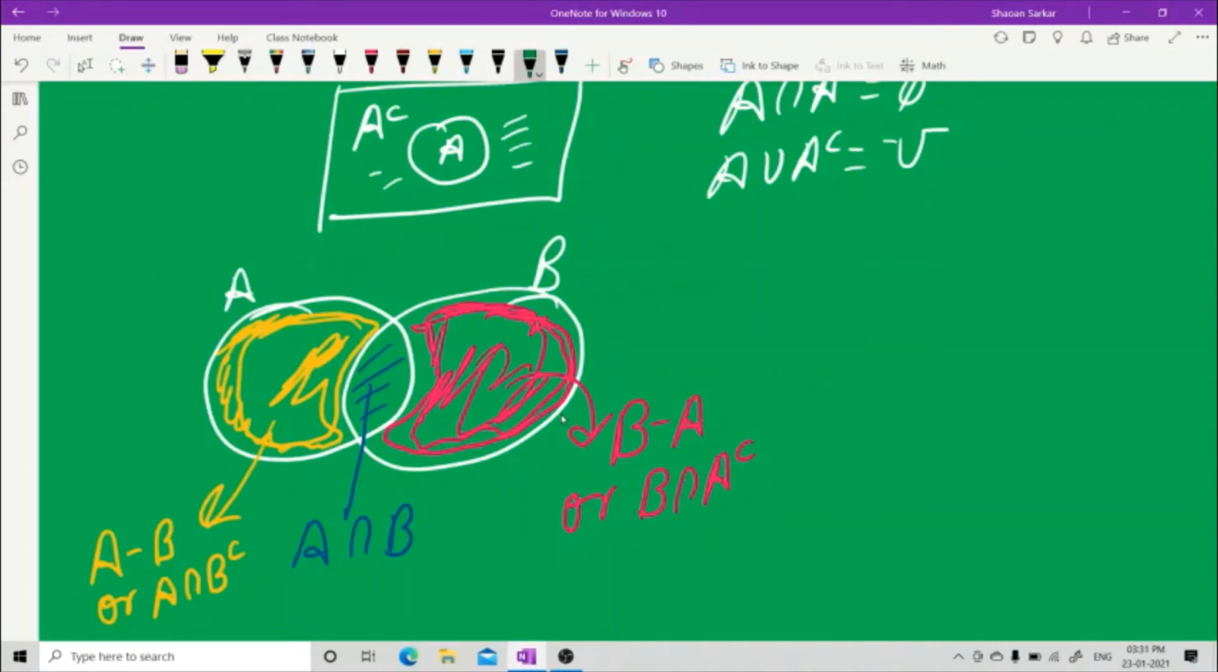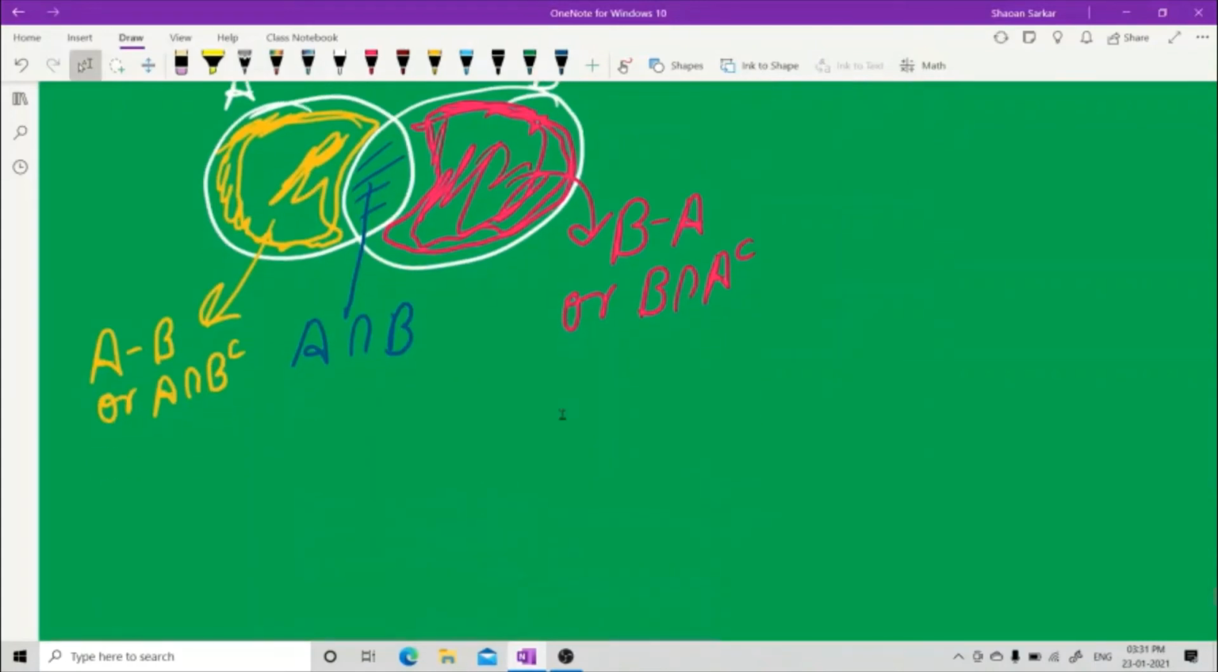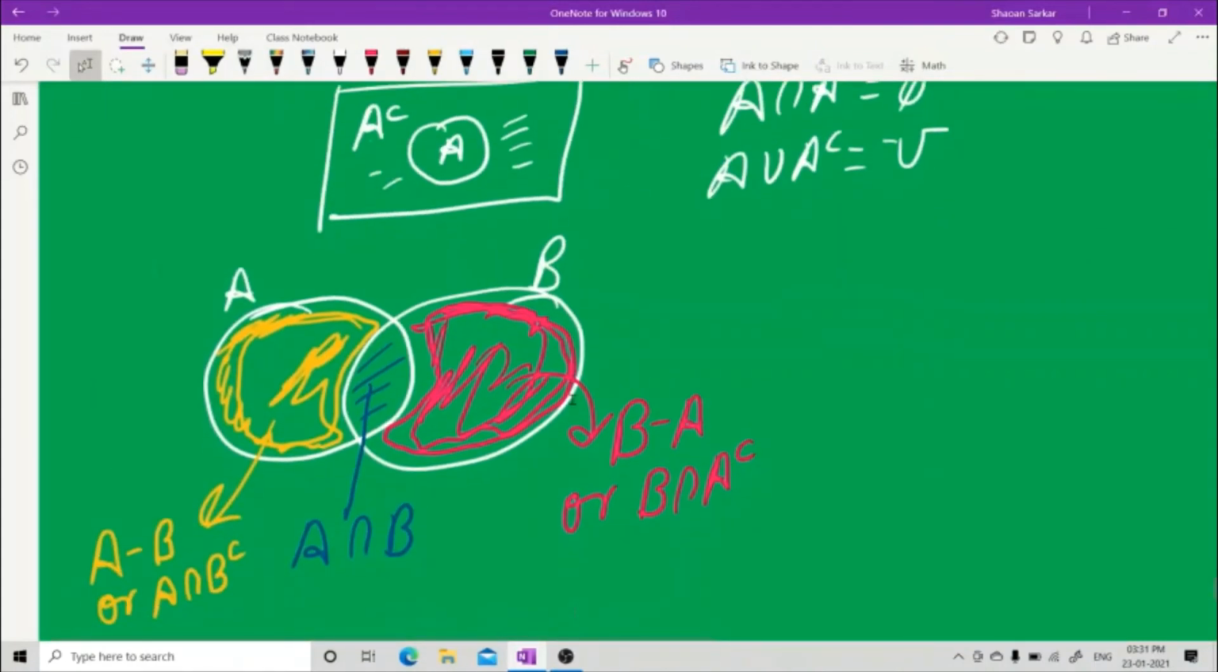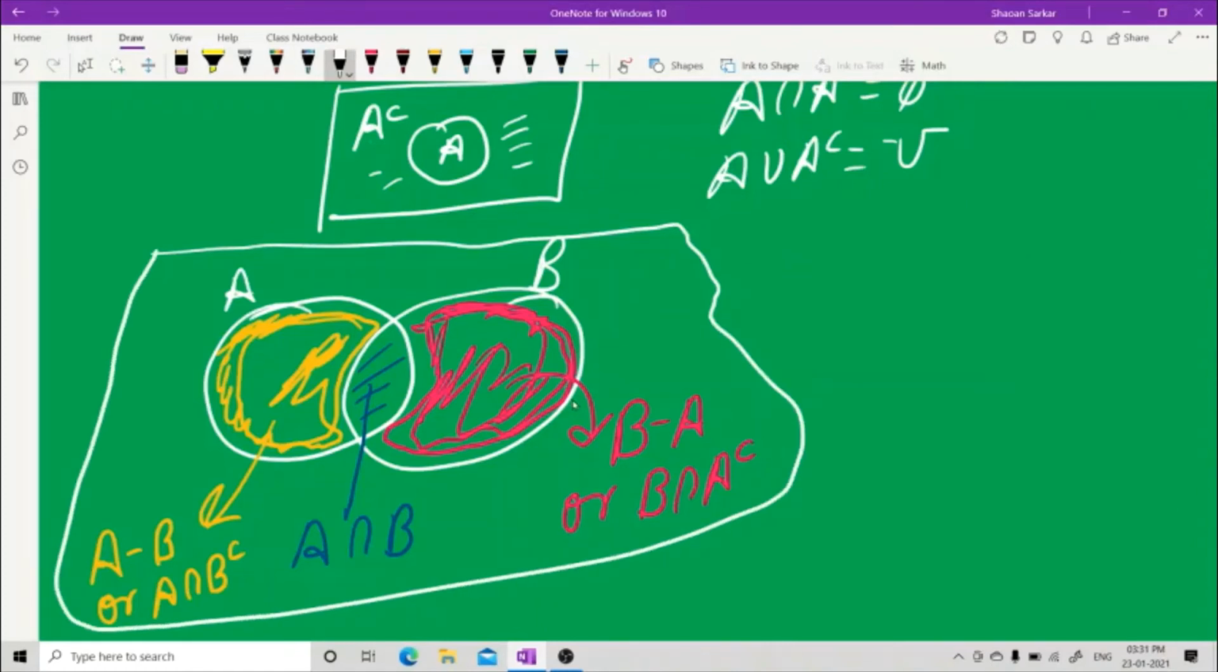Now the whole thing, let me write it down. Now the whole thing, this picture, let me include them. This whole thing is called A union B.